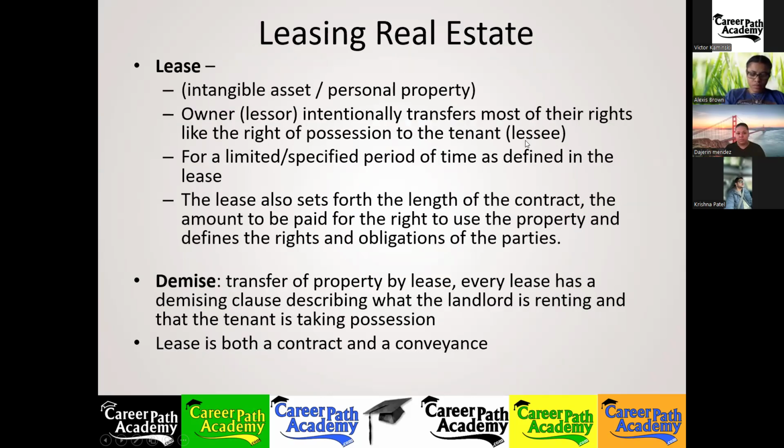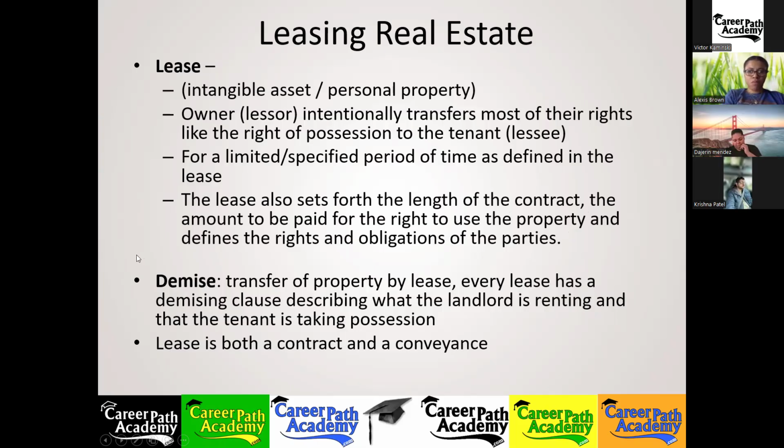So, what is a lease? A lease is an intangible or incorporeal asset that is personal property. The owner is referred to as the lessor because we're talking about a lease. So the owner is the lessor, they're the ones that give the lease. They intentionally transfer most of their rights, like the right of possession, to the tenant, the lessee, for a limited period of time as defined in the lease. The lease also sets forth the length of the contract, the amount to be paid for the right to use the property, and defines the rights and obligations of the parties.